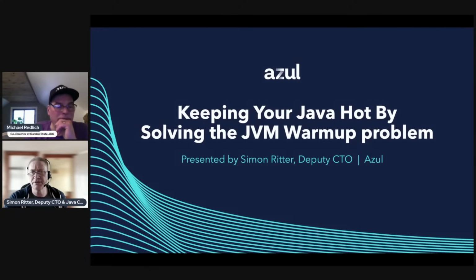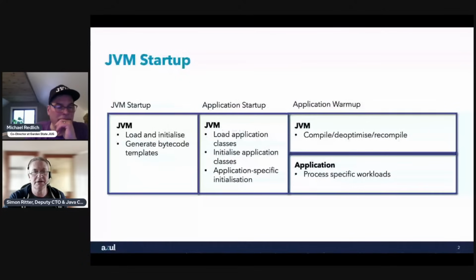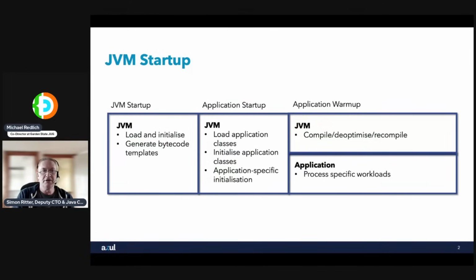There are a couple of things we need to discuss in that respect. The first of those is what happens when you start running a Java application. And you can divide it into, as we see here, three stages. The first of those is where you start up the JVM itself. The JVM is an application that runs on whichever platform, whether it's Linux, Windows, Mac, or whatever. It's an application, so that has to start up itself.